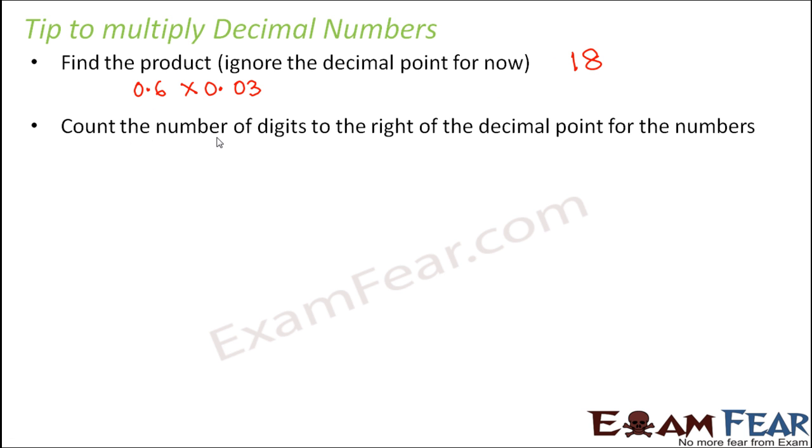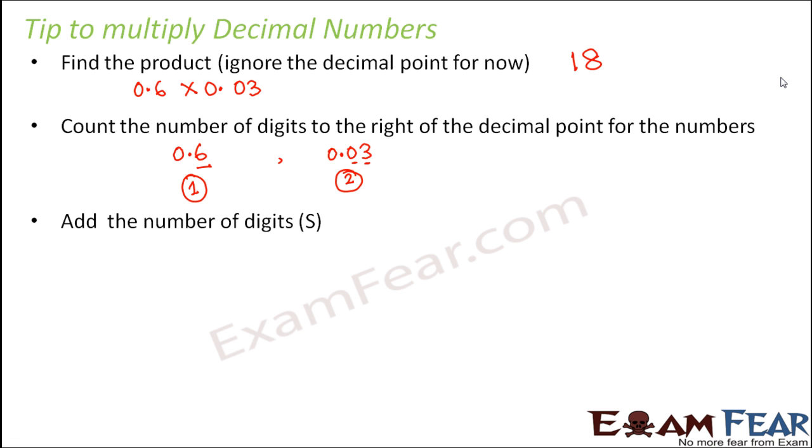Step 2 says count the number of digits to the right of the decimal point for the numbers. Here you have two numbers, 0.6 and 0.03. How many digits do you have to the right of the decimal point? Here you have just one digit, that is 6. For this number, you have 0 and 3, so two digits. Fine. We have counted the number of digits to the right of the decimal point for both the numbers.